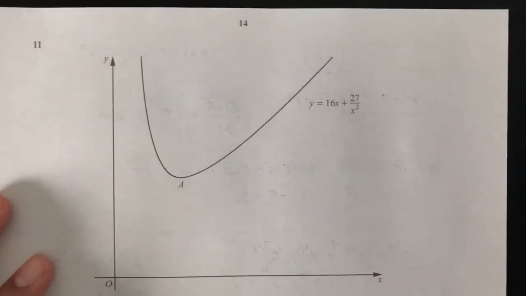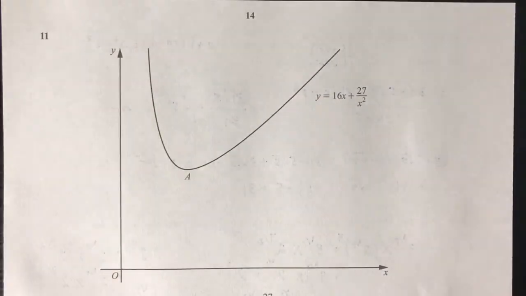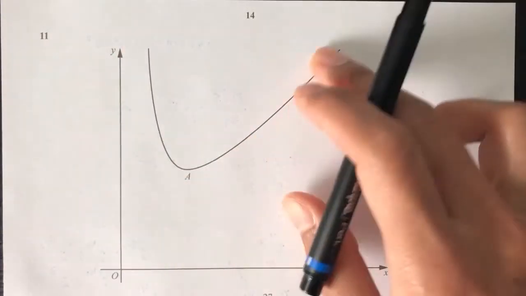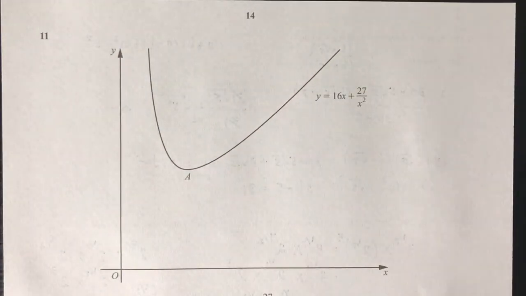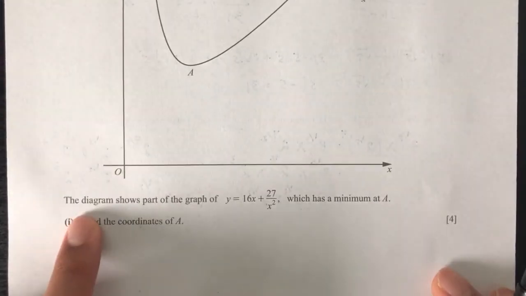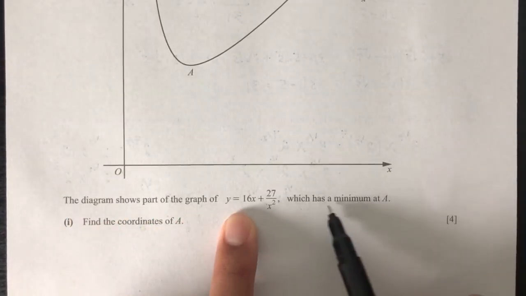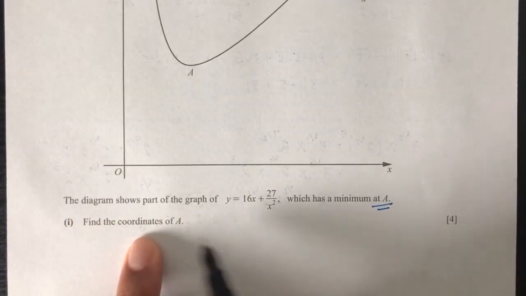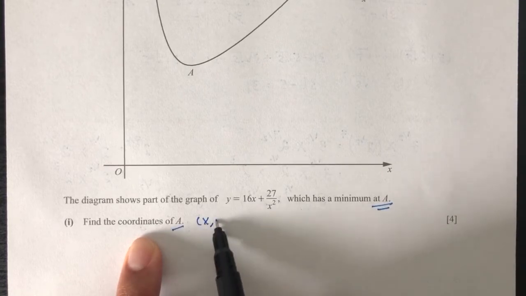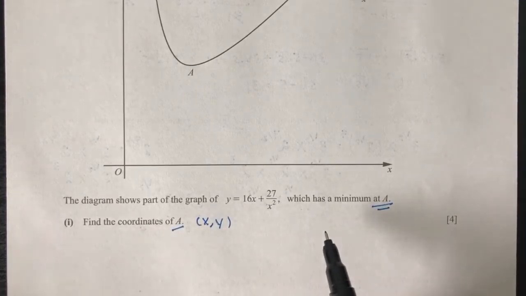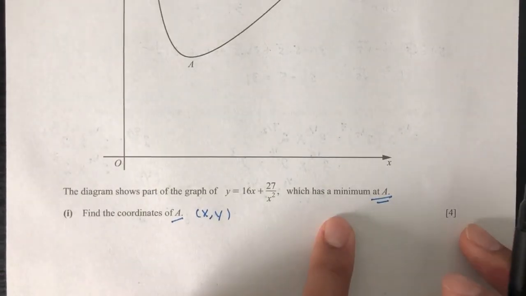Okay. So moving on to question number 11. Here we have a curve. This is Y, and this is the point A. So it says the diagram shows the curve which has a minimum at A. So find the coordinates of A. So we have to find X and Y for point A.